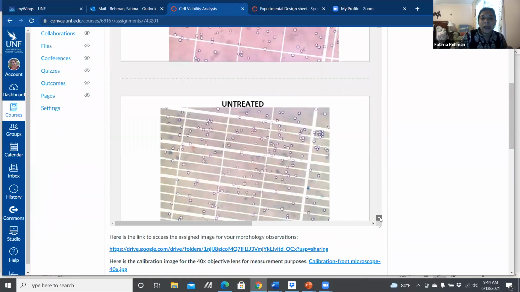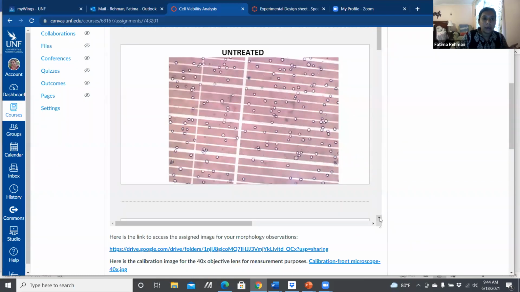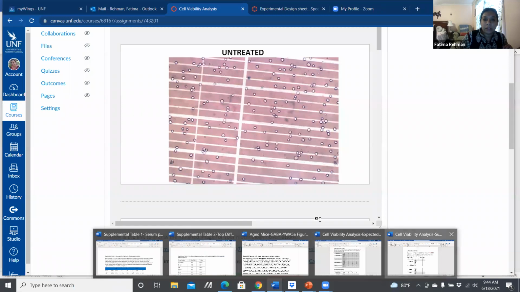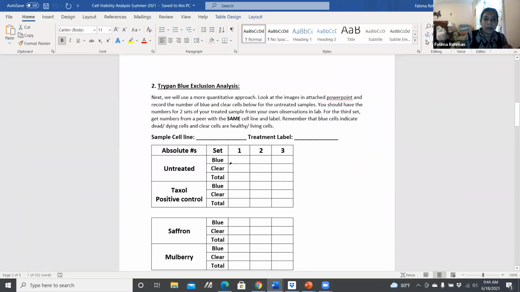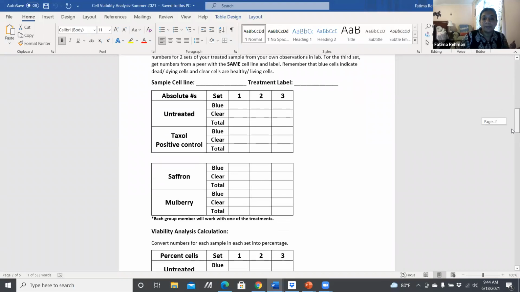There are 3 slides for each treatment, okay? 1, 2, 3 untreated, 3 Taxol, 3 black mulberry, and 3 saffron. For the 4 of you, each one of you take a treatment. You decide which treatment you're doing, and that's the one that you will be collecting your data on, okay? And you will write the number of blues and number of clears, and then the total number of cells for your particular treatment. So each student will have basically 3 images to score.